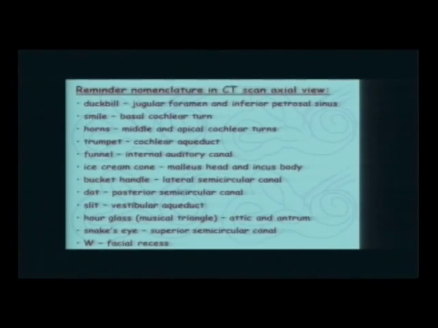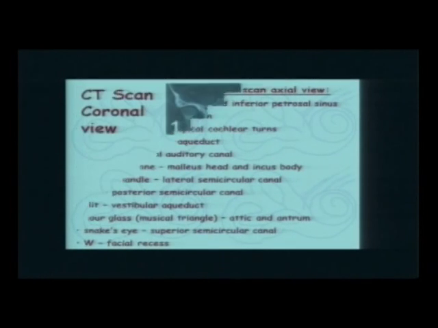Now we have all these names that we've used: the ductile, the smile, the horn, the trumpet, the funnel, the ice cream cone, the bucket handle, the dot, the slit, the hourglass, the snake's eye, and the damage of the facial recess. We've used all that, but these are all things that try to help us because of the minute structure of the temporal bone. These are very nice names that we have, and we should remember them, because when we look at CT scans, we're sitting in the dark, and we don't see our notes, and we get these ideas about different things.